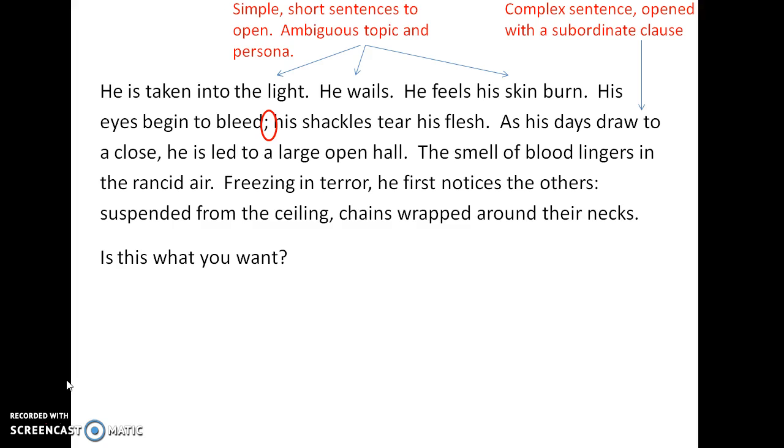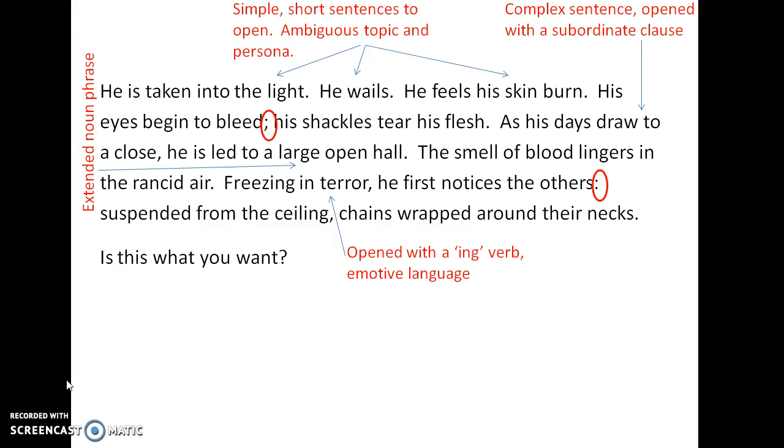I've got a complex sentence here, which I've opened with the subordinate clause, "as his days drew to a close." I've got an extended noun phrase, "large open hall." I've opened this sentence here with an -ing verb, "freezing in terror." It's also pretty emotive. A colon there to introduce additional information. And I've got direct address, and that's also an example of a rhetorical question.